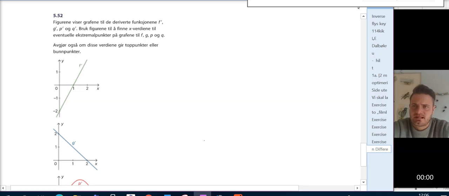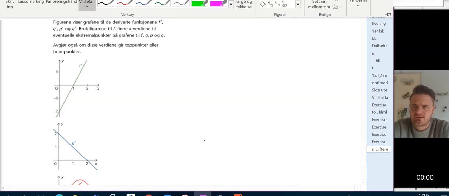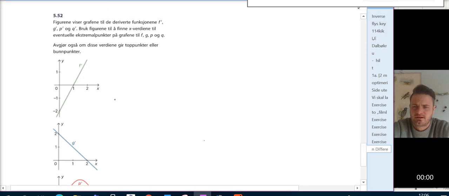Let's have a look at exercise 552. Here we have the graph of the derivative of different functions. Here we have the graph of the derivative of f. And as I said in class, by looking at the graph of the derivative, we can say a lot about the function itself.